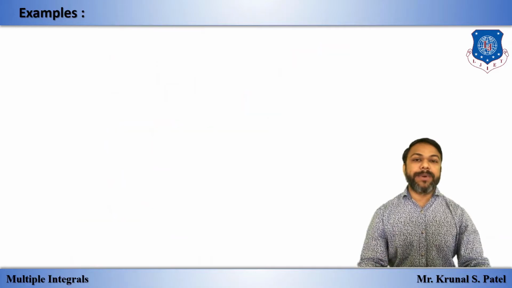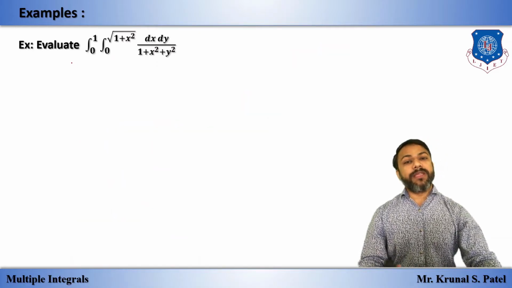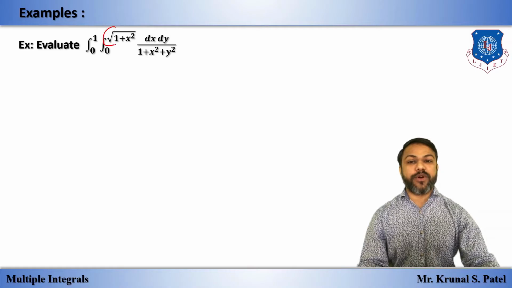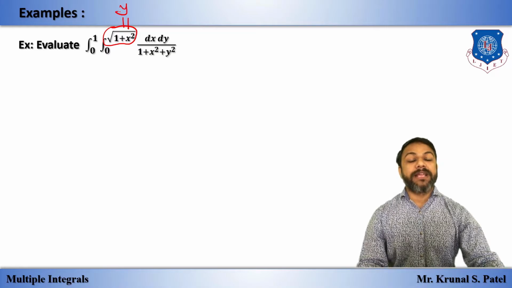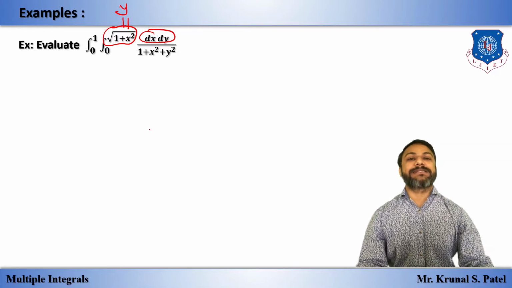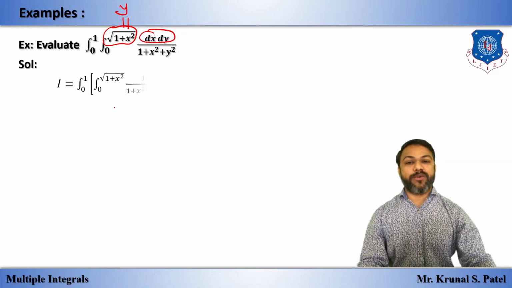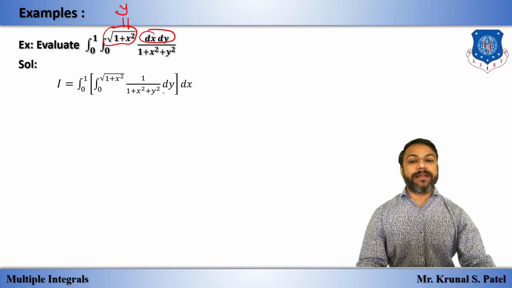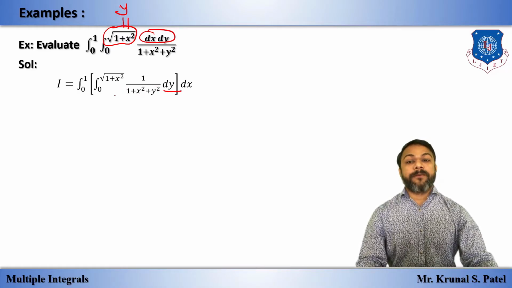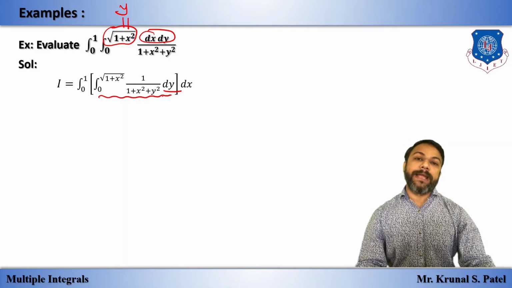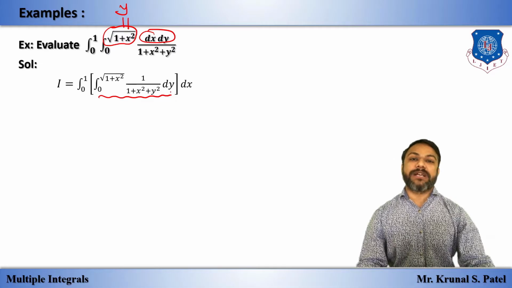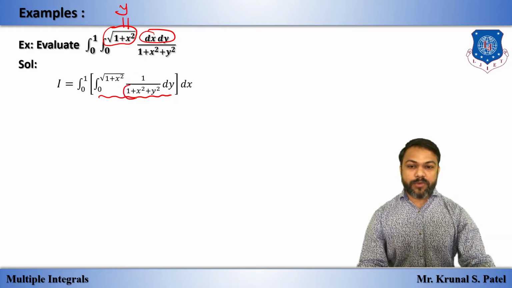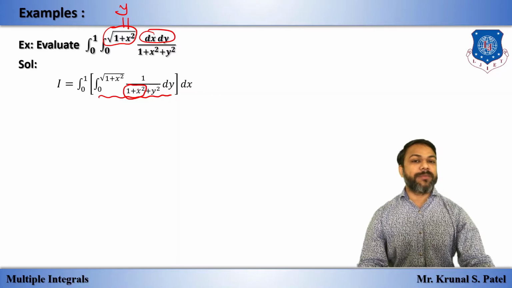So we have one more example, and here again the inside limit is in the form of x, which means this is the limit of y. So which term should be inside first, dx or dy? Yes, dy. So first we write down I, and at that time we take dy inside. Now first we integrate with respect to y. When we integrate with respect to y, we have to treat x as a constant. So this term becomes constant: 1 plus y, x square becomes constant.